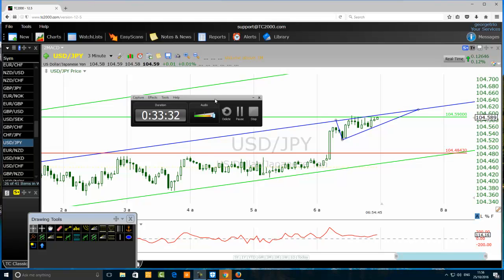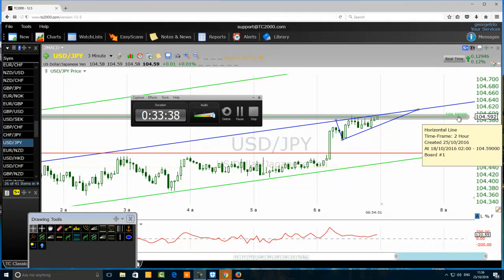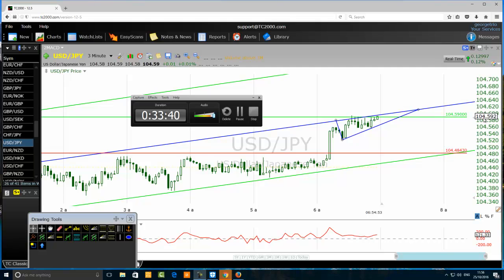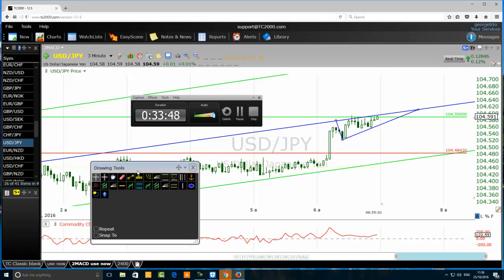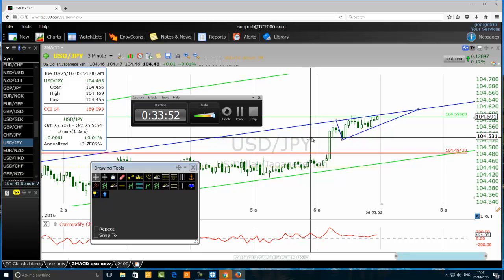Boom, now my order is filled. You can see it went up and it went in. My order is now filled at 10459. We are now in this trade, which is good, and I will not use more than 20 pips. I want to place my stop loss somewhere. This is a very good trade. I can control this risk nicely.